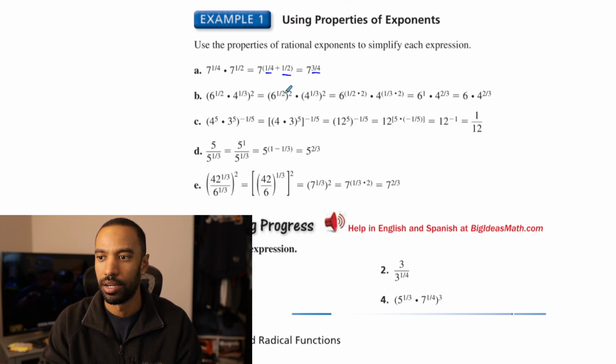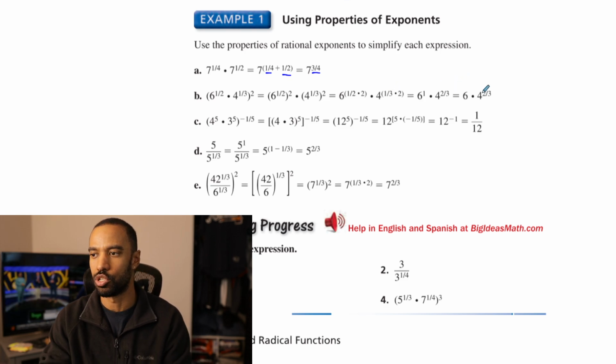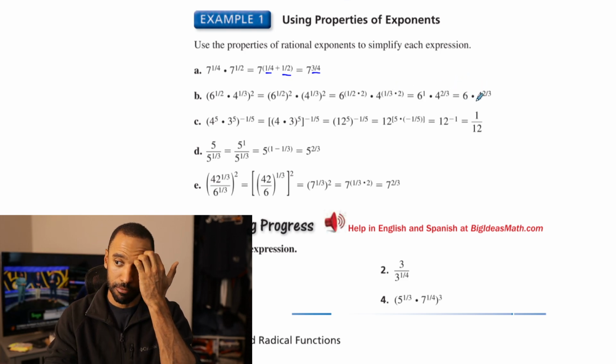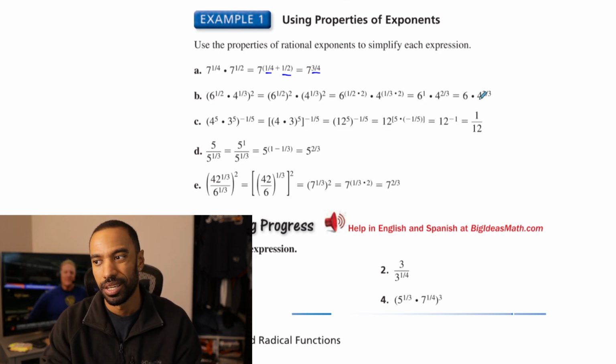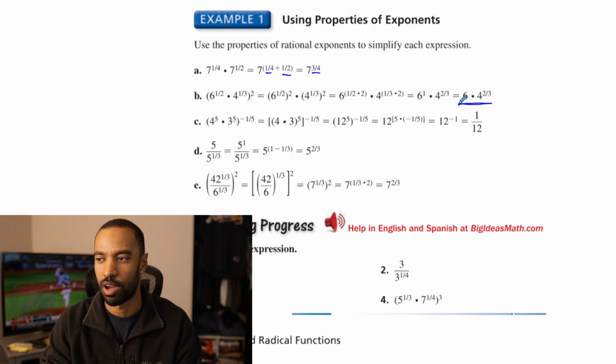So we square 6 to the 1/2. We square 4 to the 1/3. And if you notice, 1/2 times 2 is 1. You're left with 6. 1/3 times 2 is 2/3, so 4 to the 2/3 power. So the 6 remains the same. 4 to the 2/3 power doesn't simplify more, and you can't do any more beyond this. Remember, order of operations. 6 needs to stay separate from the 4. And it keeps going, so on and so forth.